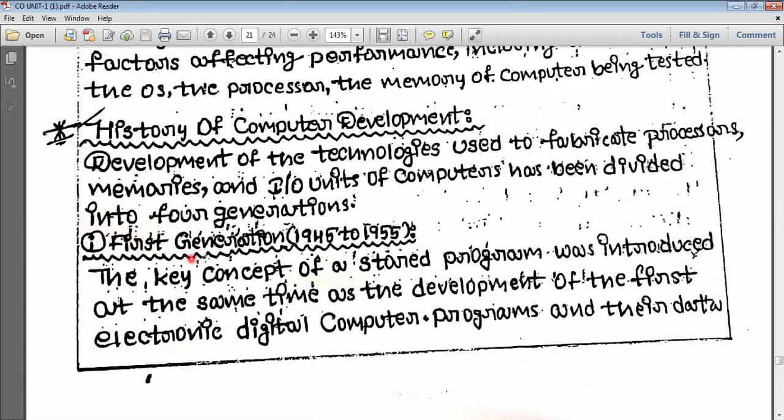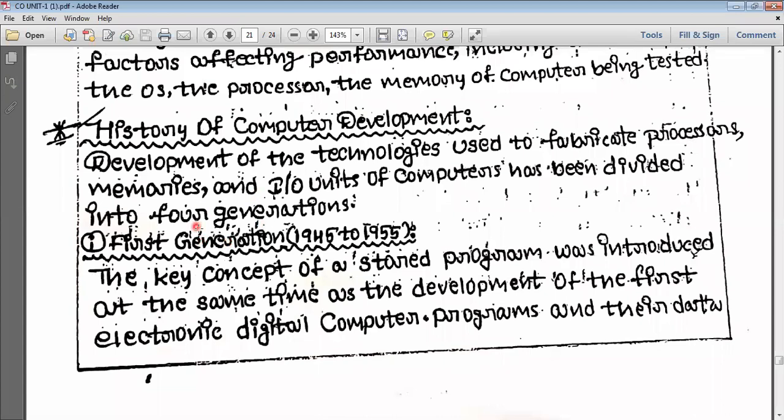Whatever the generation may be, first suppose a computer is there. In that computer, we write some program based on the required task. When we write the program, we must save that program in some memory locations. That means a stored program.